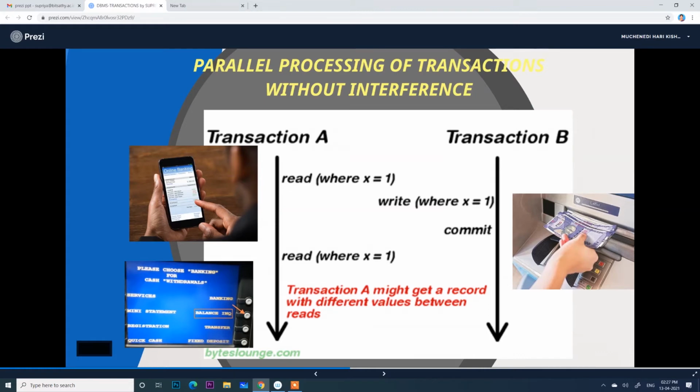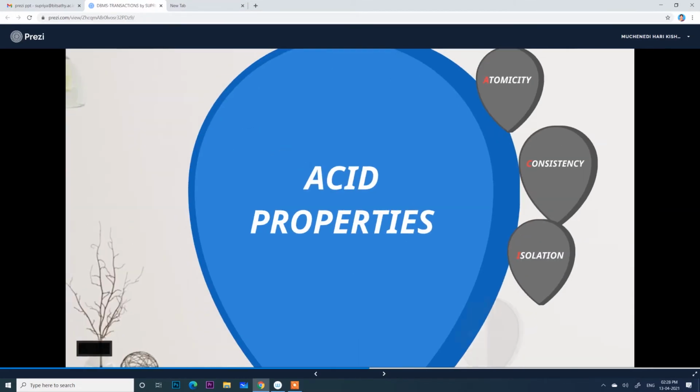That is, if you are only checking the balance, that is, transaction A deals only with checking your balance, it means that whether you check the balance before 5 minutes or after 10 minutes, it should remain the same. But if there is an interference between two transactions, then the amount which you are reading from your account shows a difference in the two read operations. So this is what we call parallel processing of transactions without interference. This rule should be followed in order to avoid inconsistency problems.